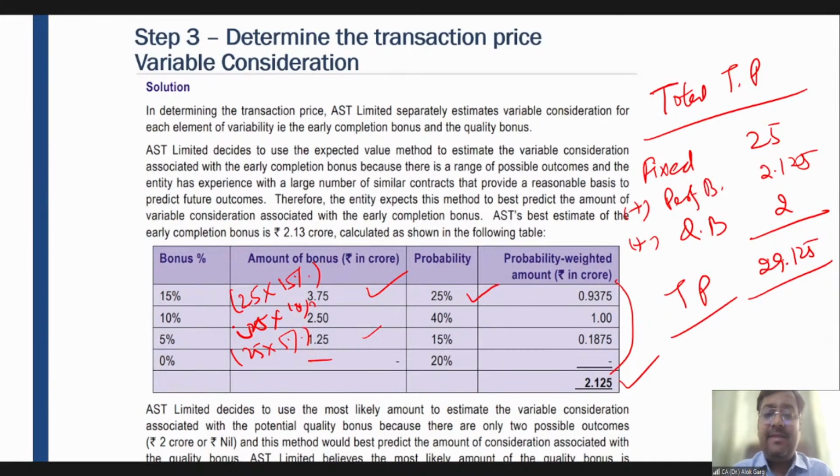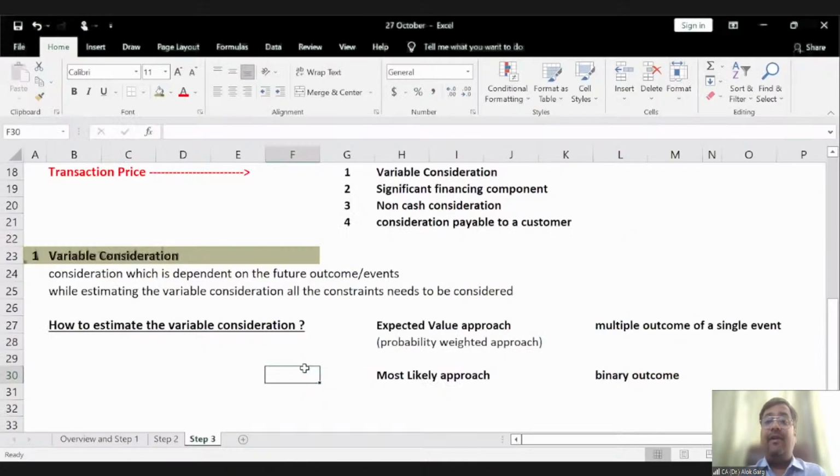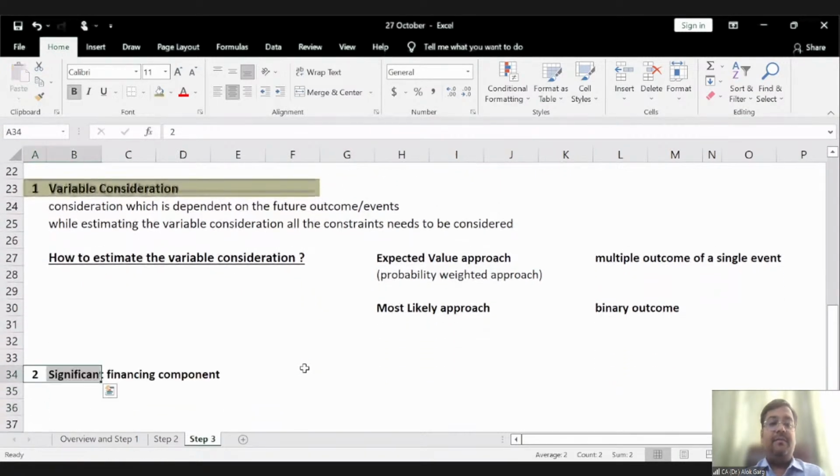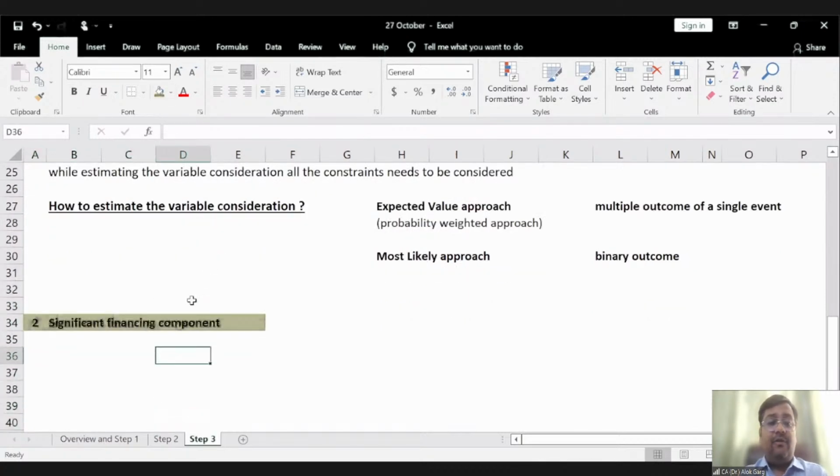Friends, let's discuss the next concept, which is your significant financing component. So we have discussed the variable consideration. Now let's discuss significant financing component. What does it mean? For example, X Limited has bought a machinery from Y Limited. And X Limited asked, what is the price of this machinery? So Y Limited told that the price of this machinery is, let's say, 1 crore rupees.